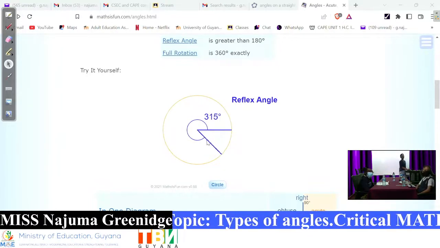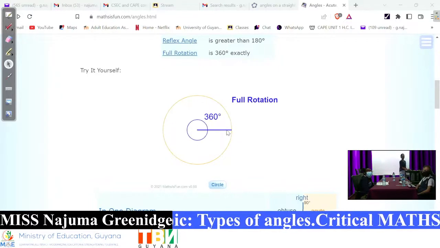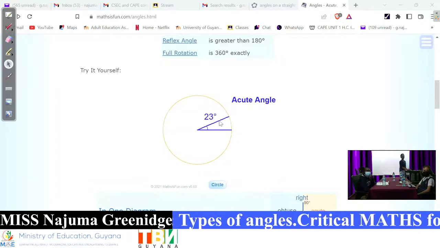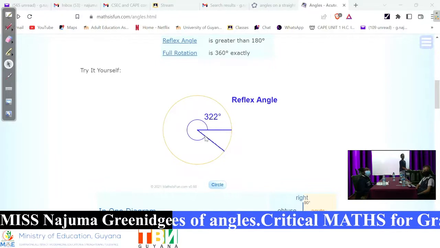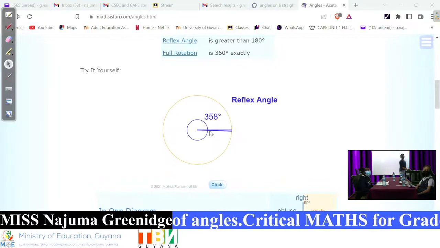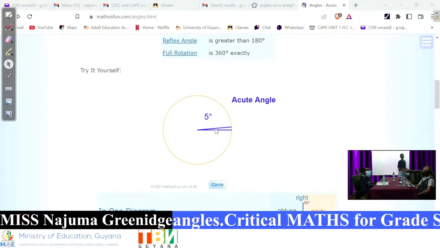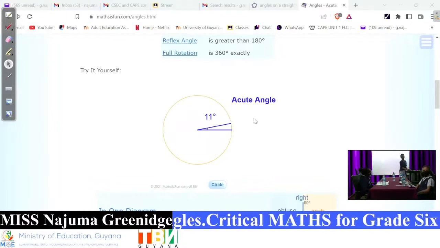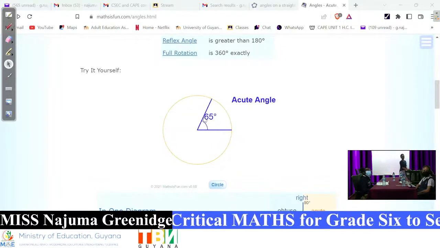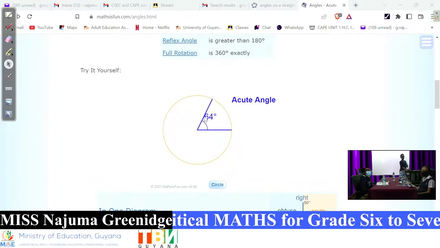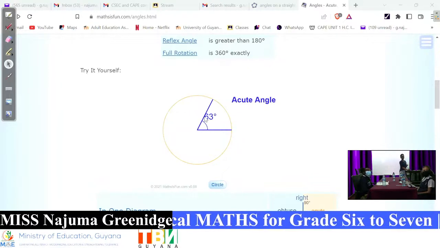So notice that as we move from 0 going around, the angles are getting larger and larger, until we reach back at 360 there. Now notice something. Here I have an acute angle forming in the middle. What do you think would be the other angle on the outside?